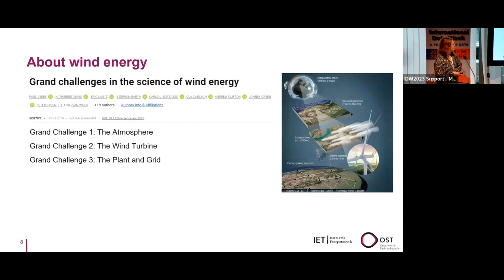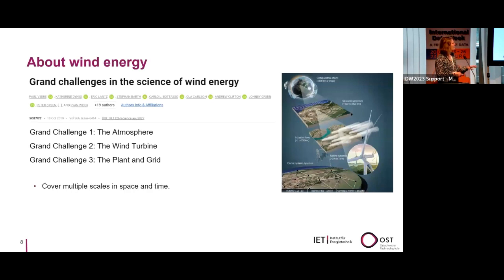The second one is the wind turbine itself. Looking at this turbine, for example, how can you increase the efficiency of the blades? How can you add things onto the blades to reduce their noise? You have to really understand the details of the aerodynamics, the materials, and the electrical side. That's a very interdisciplinary field. And then you have the third one, which is the plant and the grid. That's all about the grid integration topics, which I already talked about.